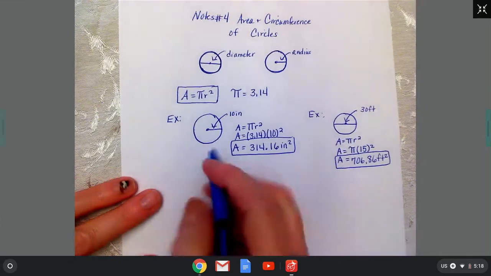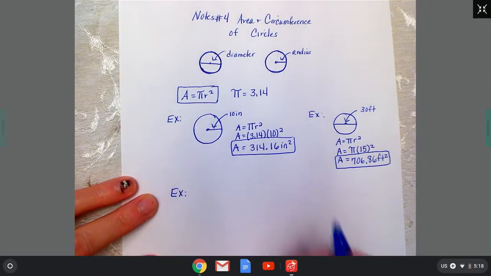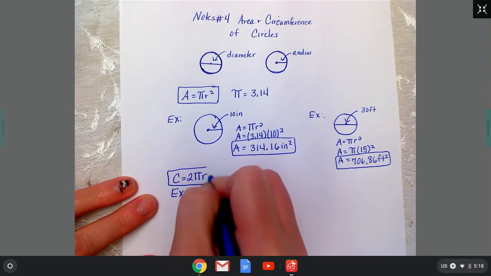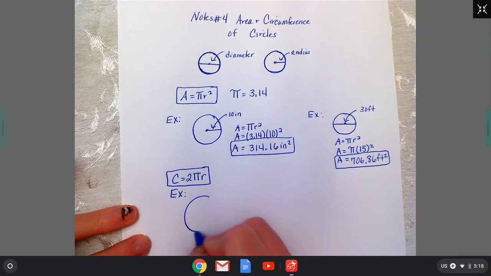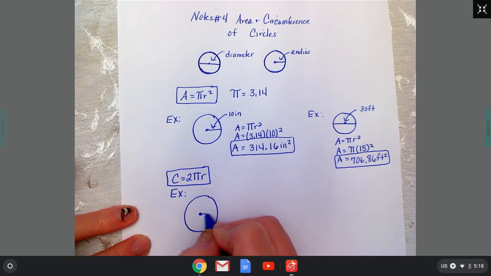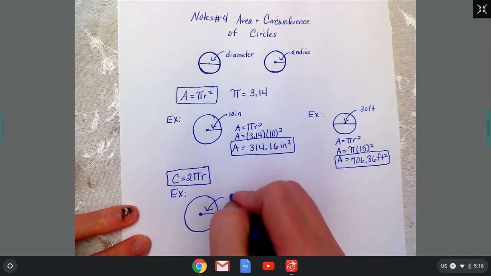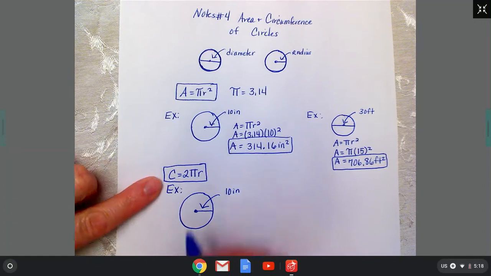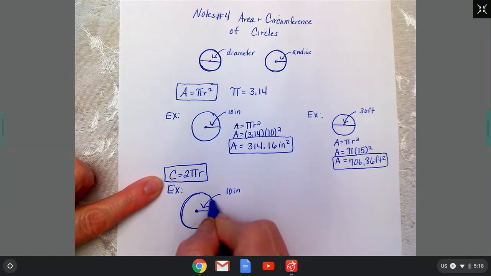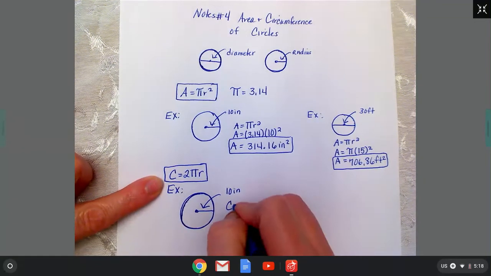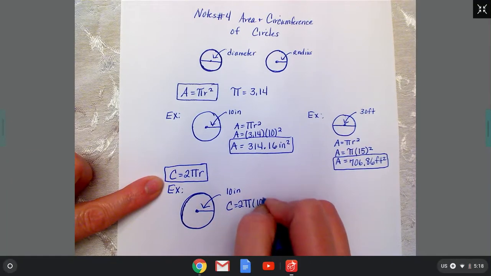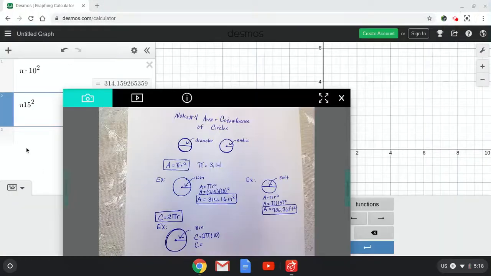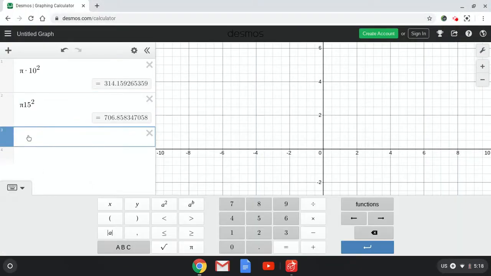So if we're doing circumference, it has two formulas. Look at 2 pi r first for circumference. That formula you want to use if you are given a radius. Once again, if we're given 10 inches for a radius, we want to find the circumference. We're measuring the distance around that circle. So C equals 2 pi times 10, which would be pi times 20.